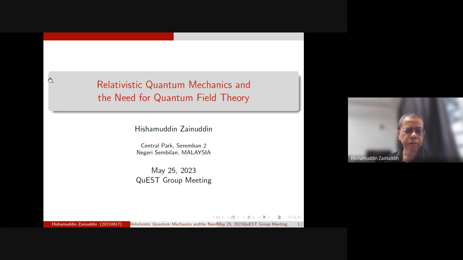And before quantum field theory, that is essentially the beginning step, which is to incorporate relativity in quantum mechanics.